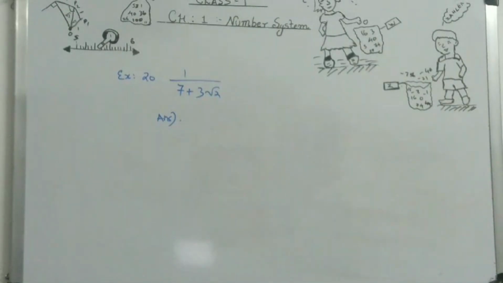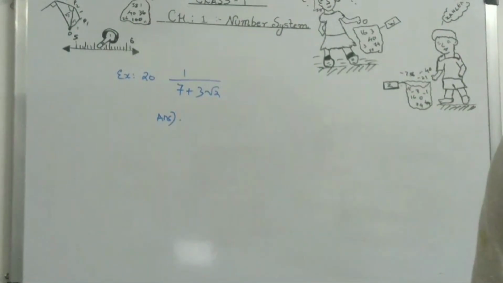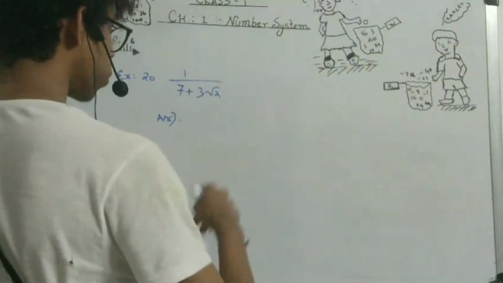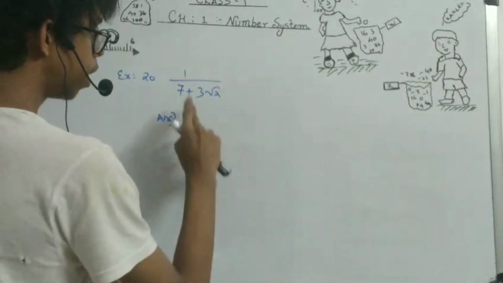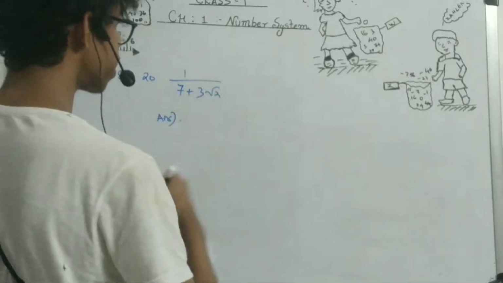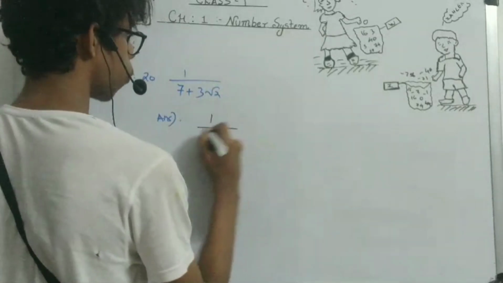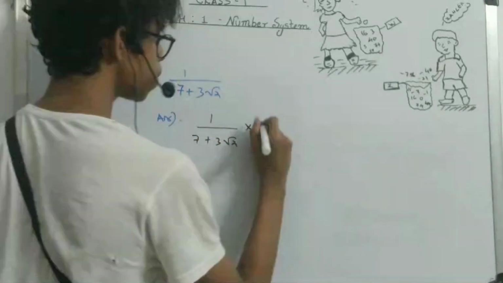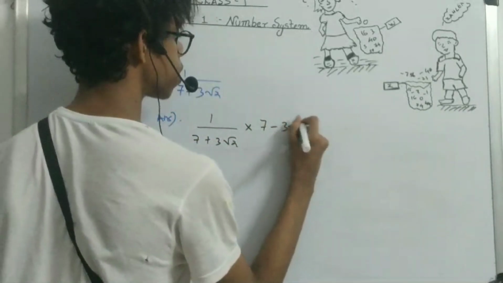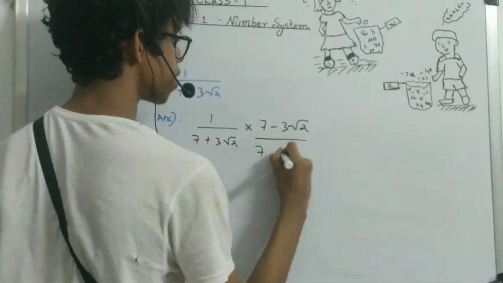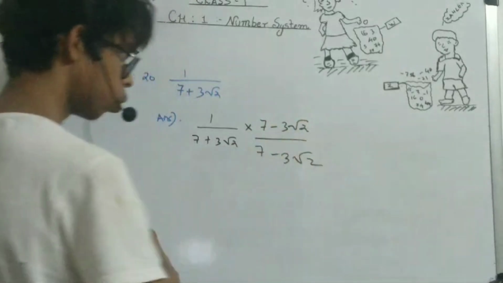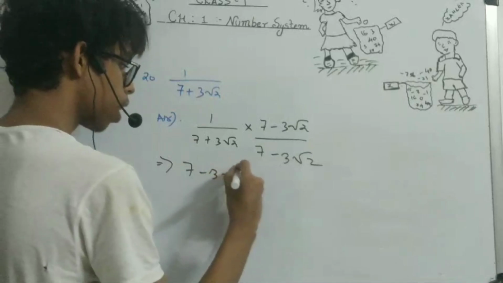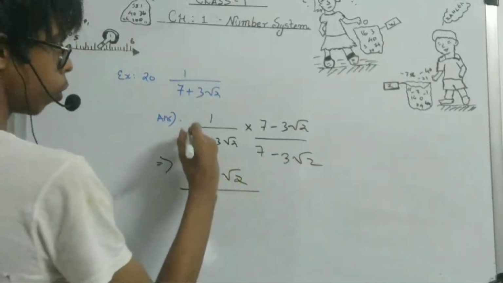So now let us move on to our last question in our exercise, which is 1 by 7 plus 3 root 2. So here also we have to take the conjugate and multiply. Here the conjugate is what? 7 minus 3 root 2. So I will write 1 by 7 plus 3 root 2 into plus becomes minus. So 7 minus 3 root 2 divided by 7 minus 3 root 2. So we know in the numerator we will get 7 minus 3 root 2 itself divided by the denominator.